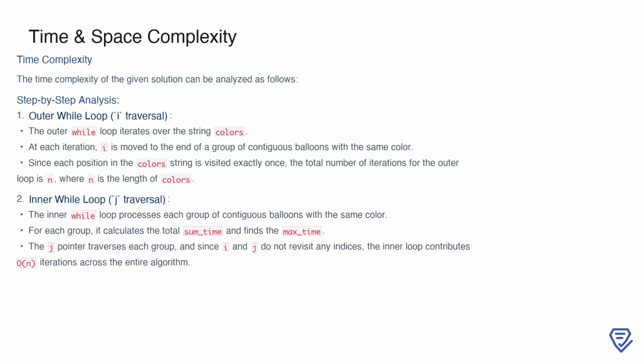This loop uses another variable, j, to traverse through the group, computing the total removal time for all balloons in the group and identifying the maximum removal time within it. Importantly, since i and j do not revisit any index, the inner loop also contributes at most n iterations over the course of the entire algorithm. Together, these loops ensure that the solution traverses the input string linearly.